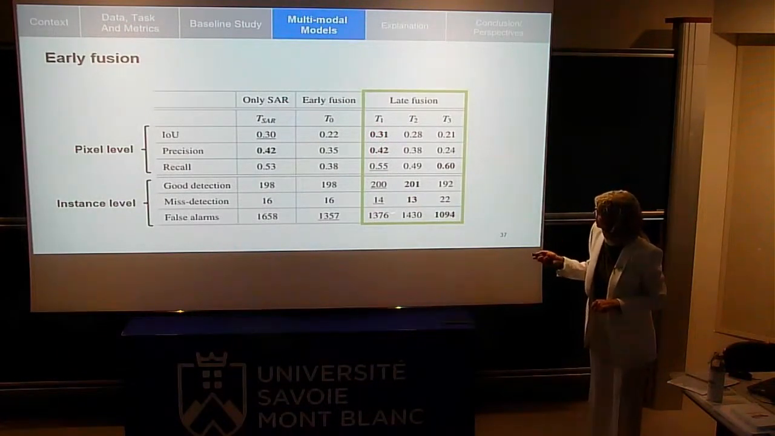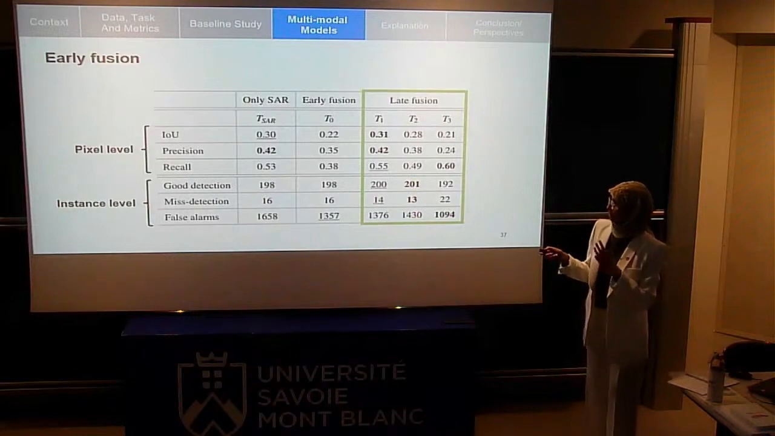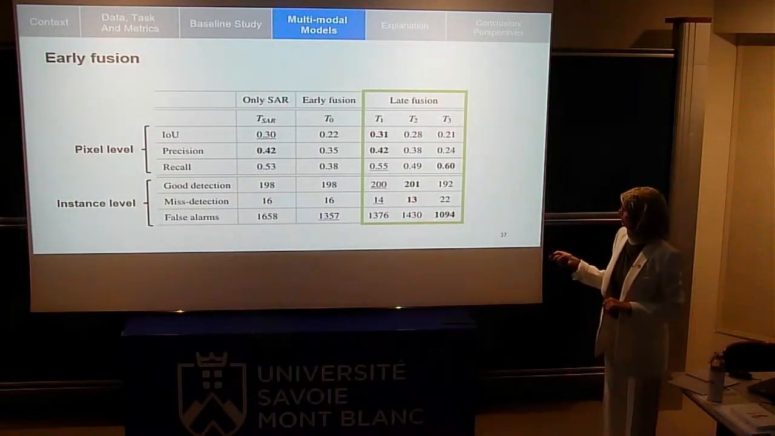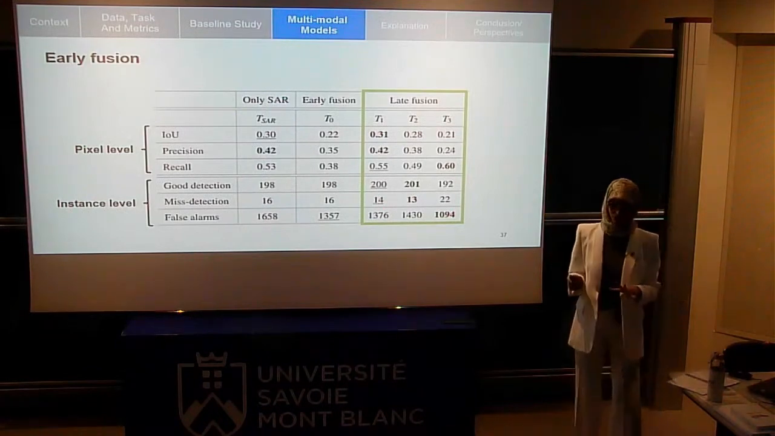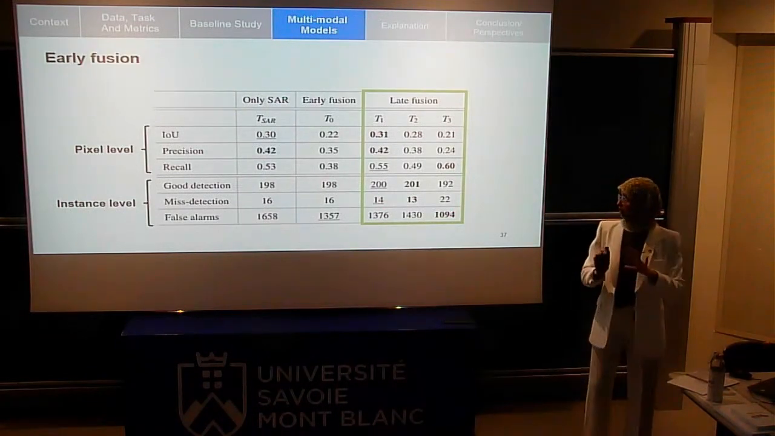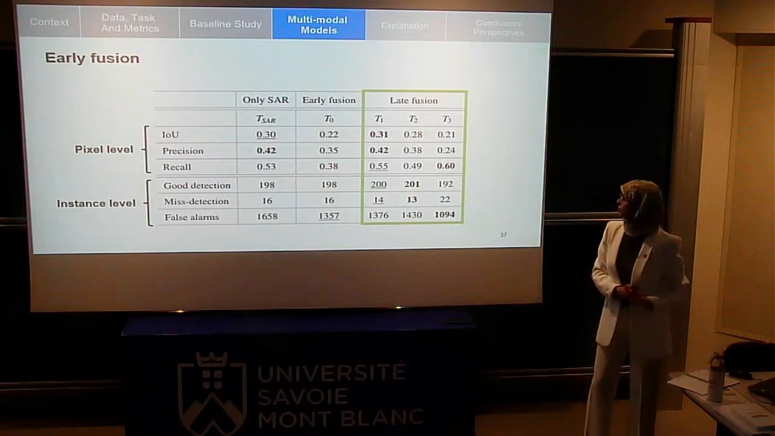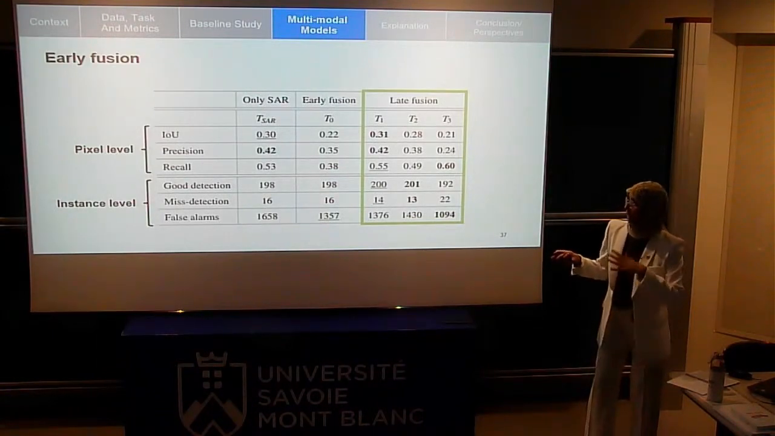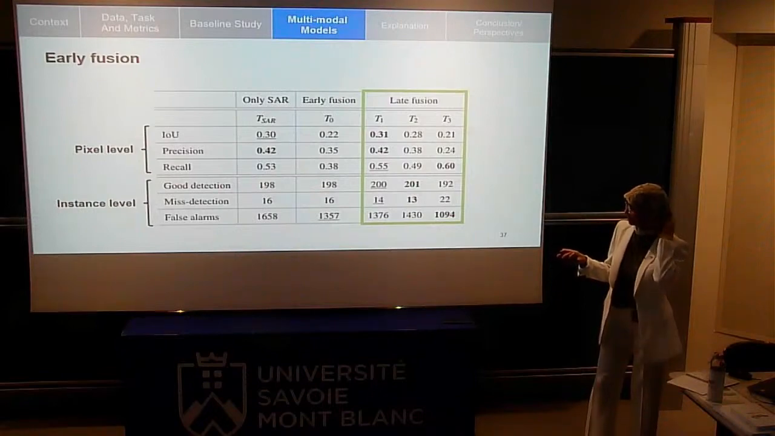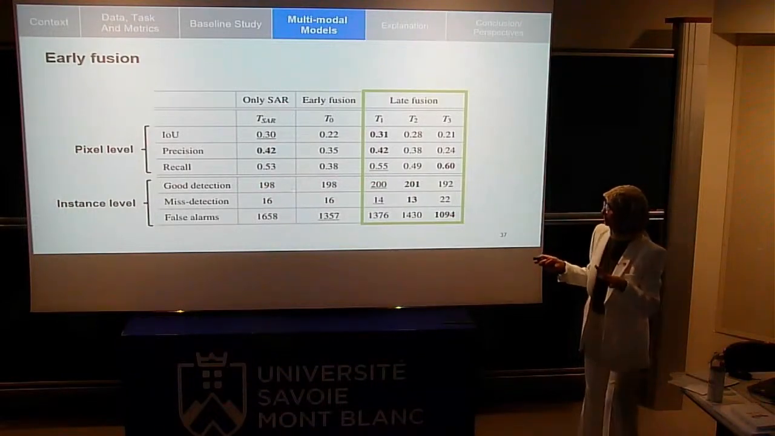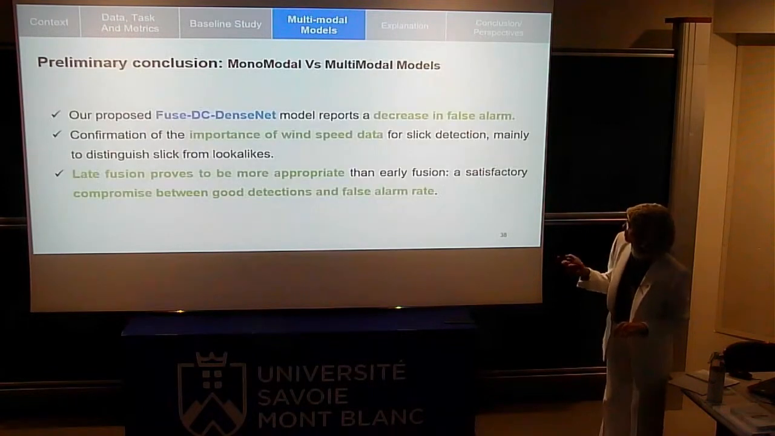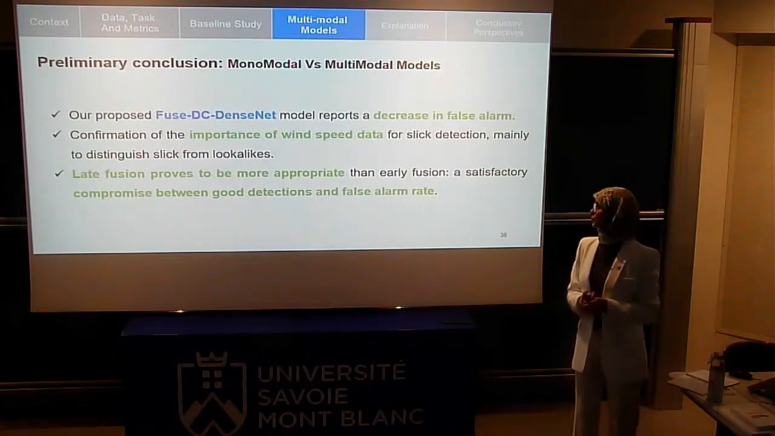There are several compromises between the pixel level and the instance level. The choice of the good experiment among the late fusion experiments is always the decision of the photointerpreters, whether they want to have high good detection with more false alarms, or they want to have medium good detection with less false alarms. A preliminary conclusion.